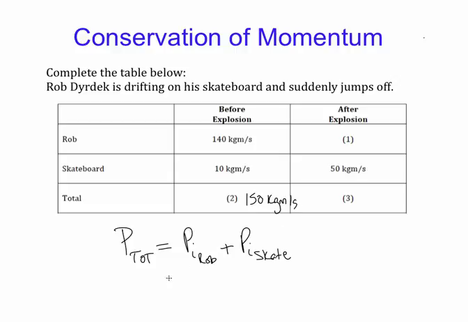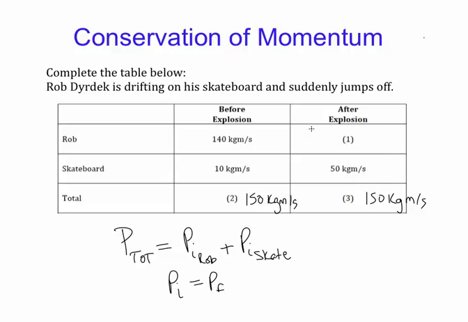The law of conservation of momentum simply says that the initial momentum is going to equal the final momentum. What that means is that the total momentum before the explosion is going to equal the total momentum after the explosion. And so that's going to give me a total momentum after the explosion of 150 kilogram meters per second. The total momentum in our system will always be equal.